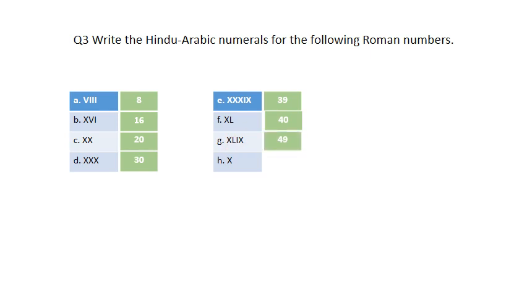X. What is the answer of X? The answer for X is 10. Next one. LXXVII. The value for L is 50. X is written 2 times, means 10 plus 10 becomes 20. And V is 5 and this I is written 2 times, means this is 2. So 50 plus 20 becomes 70 and this is 75 and I becomes 2.